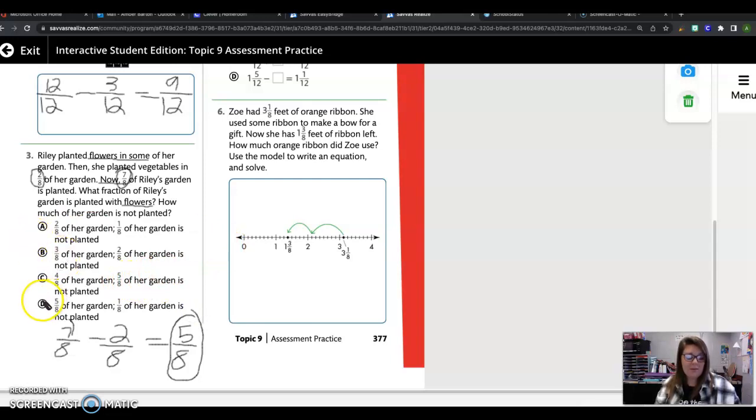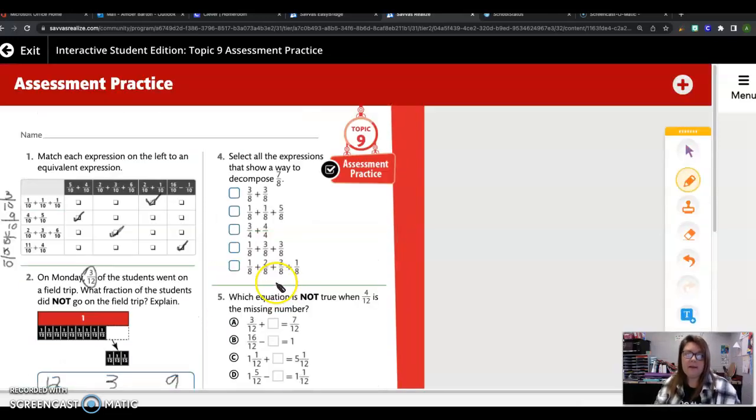So I see this one right here has 5/8 of her garden, but we're not completely done with this problem. It also says how much of her garden is not planted. So we already know her garden is divided into how many equal pieces? 8 equal pieces, right? So the whole garden would be 8/8. And since she planted 7/8, we know that 1/8 of her garden is not planted. Okay, so our final answer would be D. Yes.